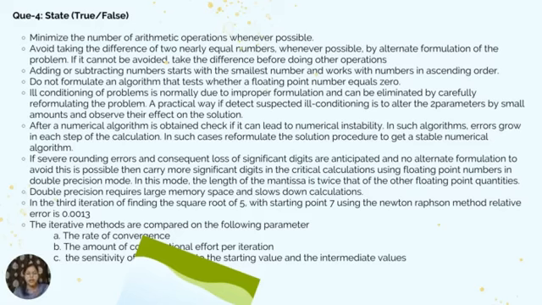And tenth, the iterative methods are compared on the following parameters: A. The rate of convergence. B. The amount of computational effort per iteration. And C. The sensitivity of the methods to starting value and the intermediate values.